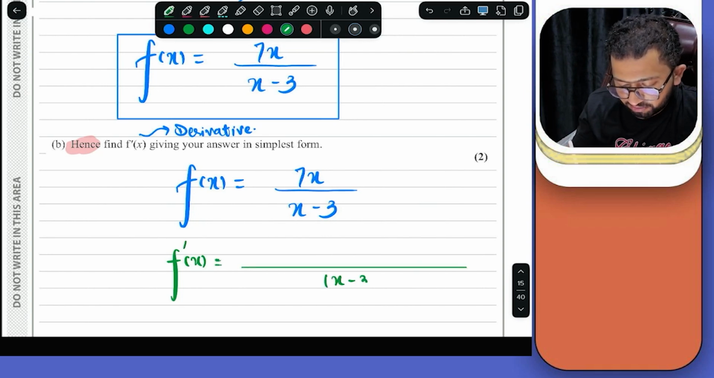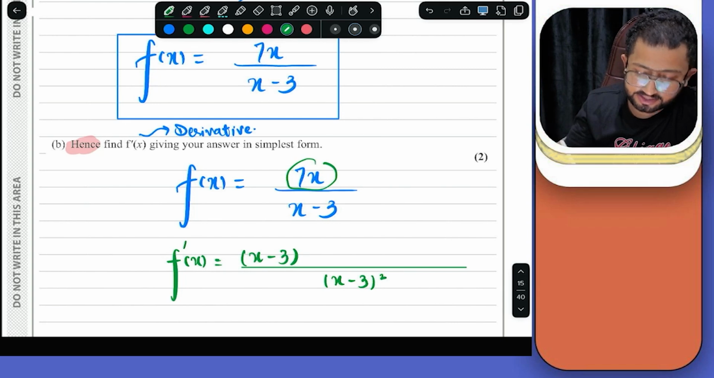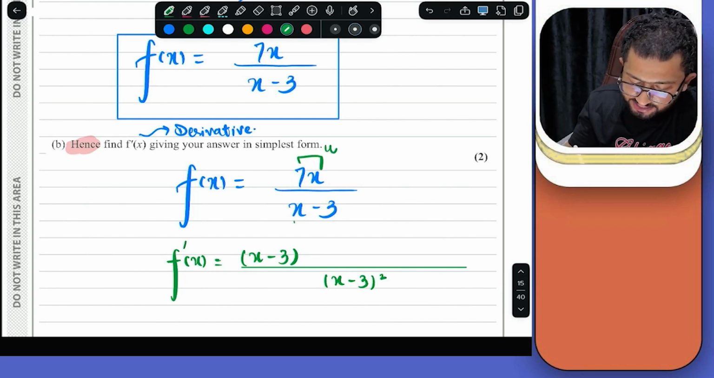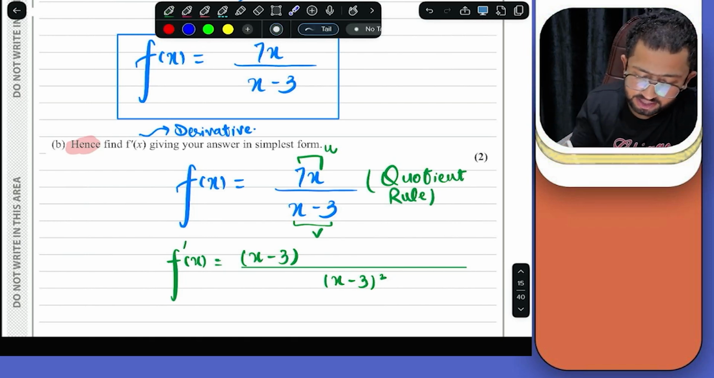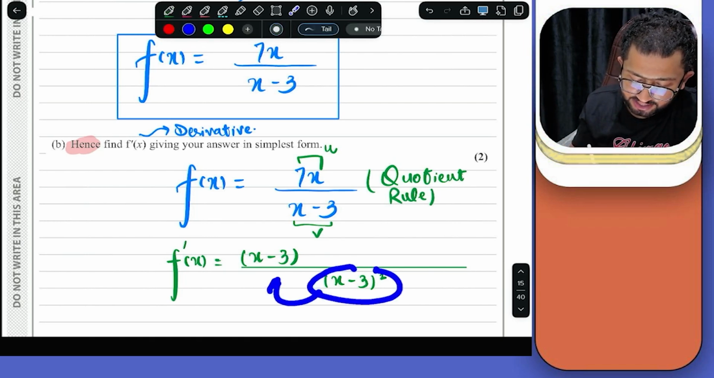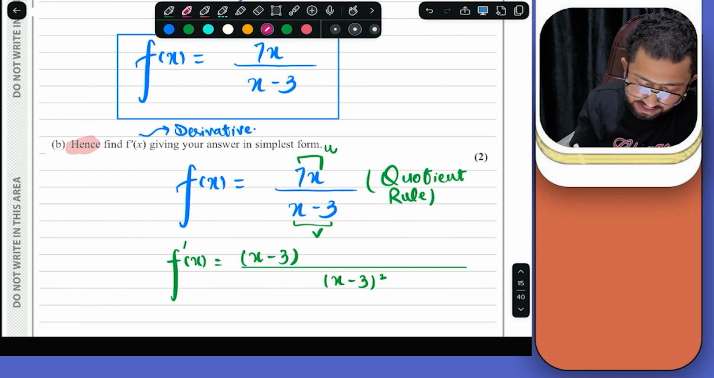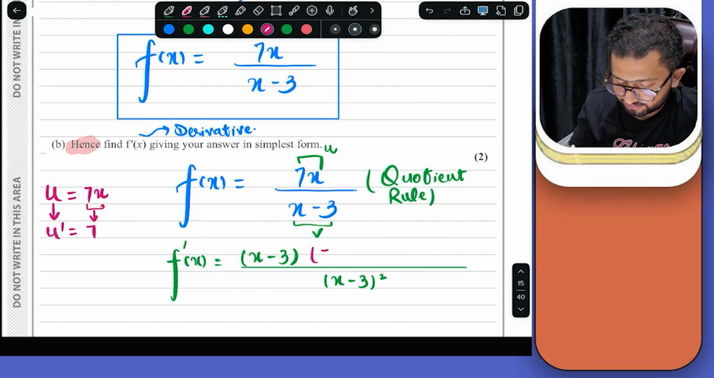So what can I do? Take the square of the denominator and then leave the term of the denominator as it is. Take the derivative of 7x. Everyone knows that is u and that is v. I have to apply quotient rule. Simple. How to apply quotient rule? Take the square of the denominator and then leave the term of the denominator as it is, and then take the derivative of u. u is 7x. The derivative of 7x is 7.